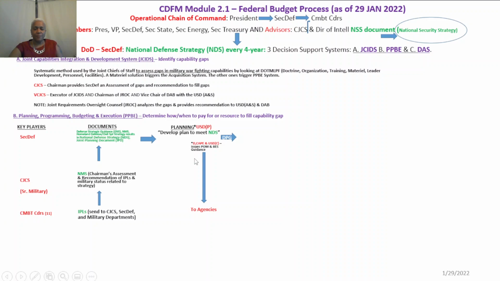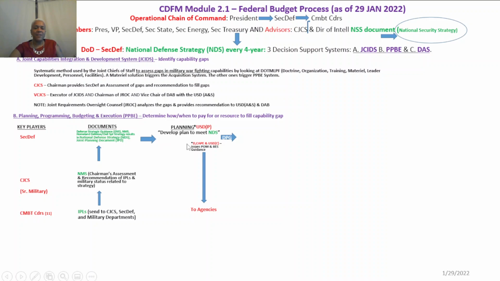So the first phase of PPBE, the USD for Policy, Under Secretary of Defense for Policy, is in charge of the planning phase of PPBE. The purpose of the planning phase is to develop the plan to meet the National Defense Strategy. Remember this strategy? Everything has to be tied in place. Planning meets the National Defense Strategy. The National Defense Strategy will meet the National Security Strategy, keeping it all in line.